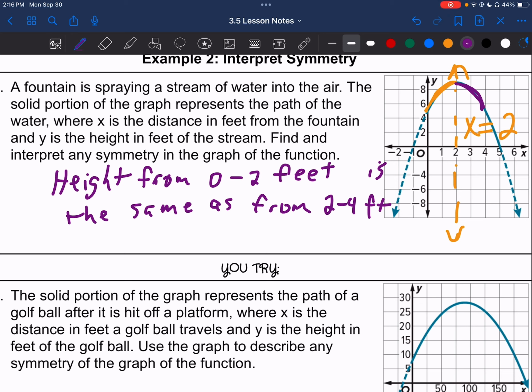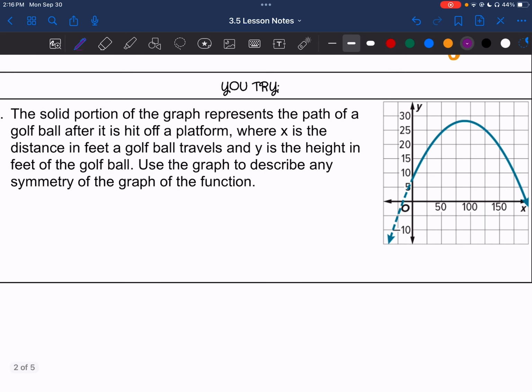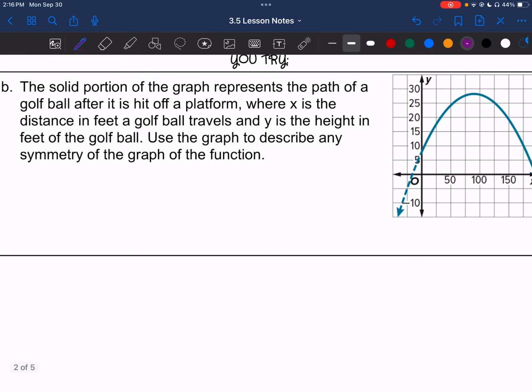All right, now take a look at letter B. That's a you-try problem. I want you to do that on your own and then check your work against mine. The solid portion of the graph represents the path of a golf ball after it is hit off of a platform, where x is the distance in feet the ball travels and y is the height in feet of the golf ball. Use the graph to describe any symmetry that you see.